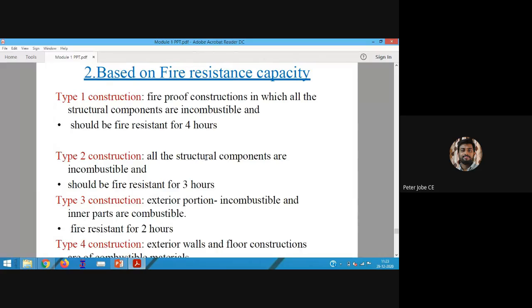And in type 2 construction, in type 1 construction, all the structural components should be incombustible. That means none of the structural components should be combustible, and the structural integrity should not be decreased as a result of a fire hazard. That's known as type 1 construction. And in type 2 construction, all the structural components should be incombustible, and also it should be fire resistant for 3 hours. That means we will have a 3-hour gap in order to help people escape from the situation.